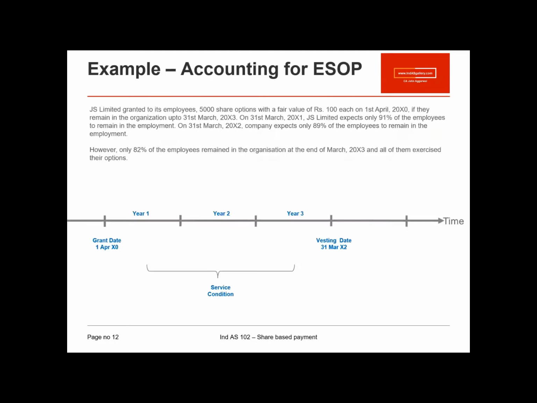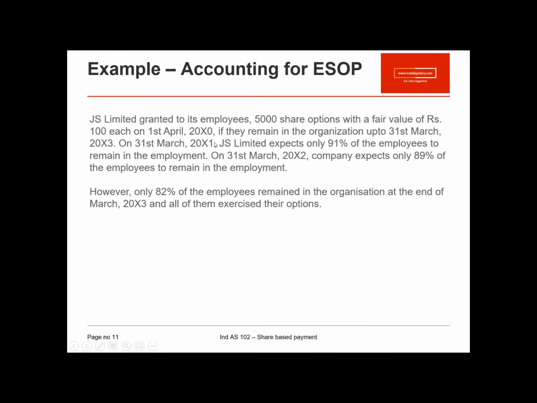So this is how this arrangement will look like. We have a grant date, which is 1st April 01, and then we have 3 years of period, and this is nothing but a service condition attached in this example, and finally we have a vesting date. Okay. And in this example, we are given certain facts. At the end of the first year, JS Limited expects that only 91% of employees will remain in the employment as on the vesting date, right? And at the end of year 2, the company expects that 89% of the employees will remain in the employment as on the vesting date.